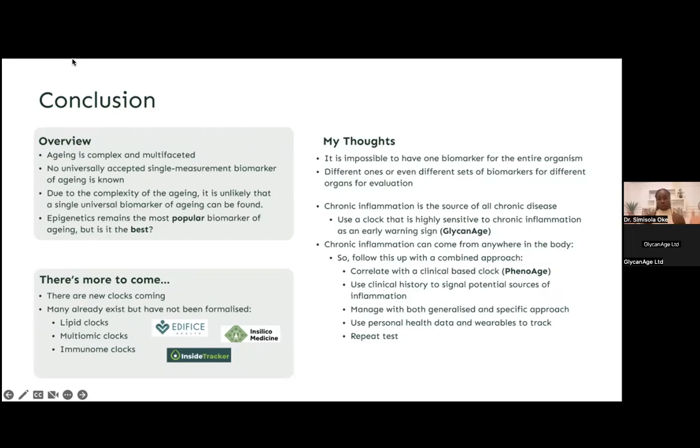And for me, of course, I would be using GlycanAge to do that because it is an early warning sign for chronic inflammation. But then chronic inflammation can come from anywhere in the body. You know, it could be this person has fluid osteoarthritis, or it could be they have brain inflammation, which potentially increases risk of Alzheimer's. And so how do we then use this information that says, okay, this person has more inflammation, to understand how we make a clinical decision that helps them?